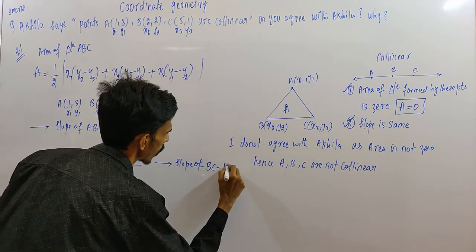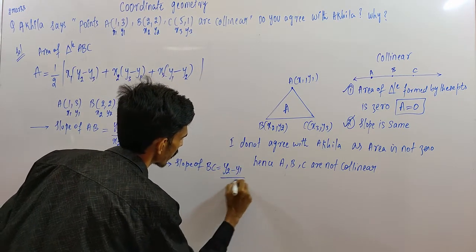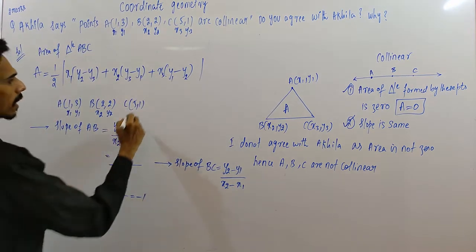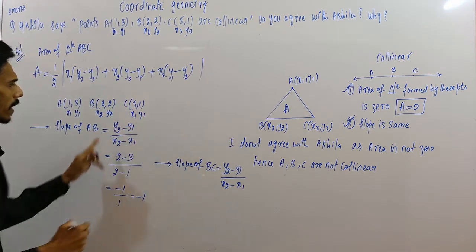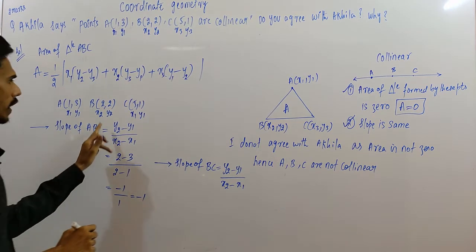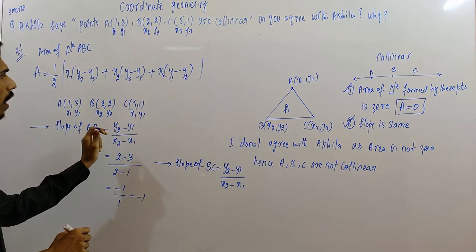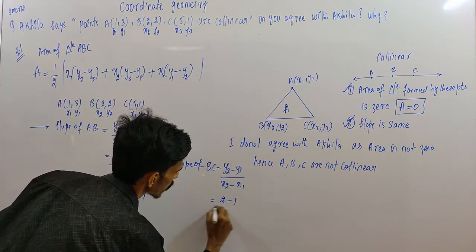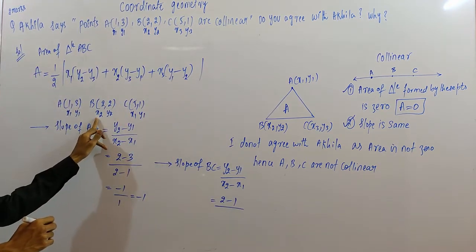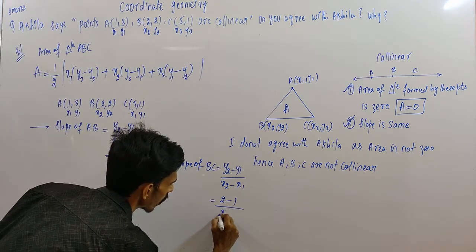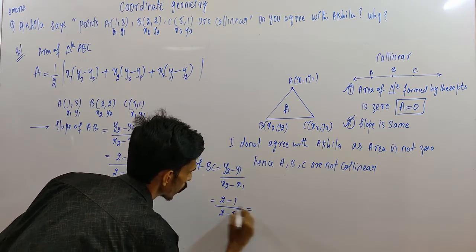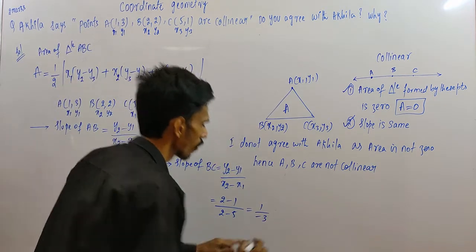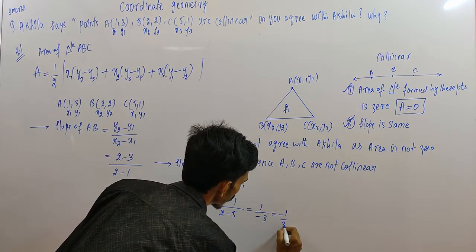Slope of BC, the formula is the same, y2 minus y1 divided by x2 minus x1. For BC, let us take these as x1, y1, x2, y2. So take the difference in y coordinate: y2 is 2, minus 1, divided by x2, 2 minus 5. We have 1 divided by 2 minus 5, which is minus 3. We got minus 1 by 3.